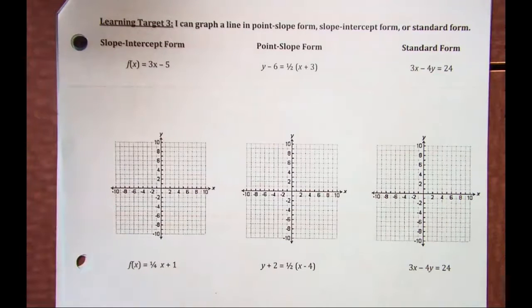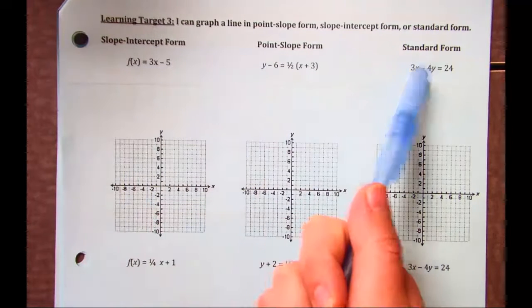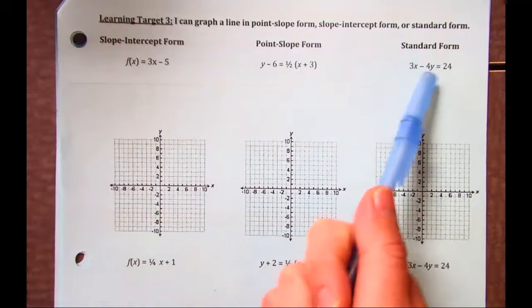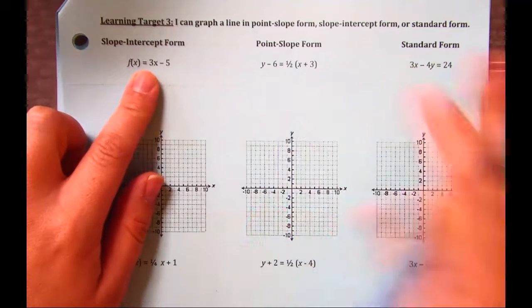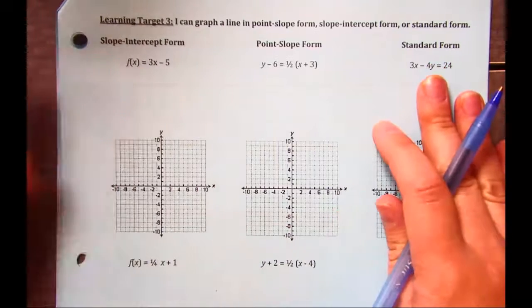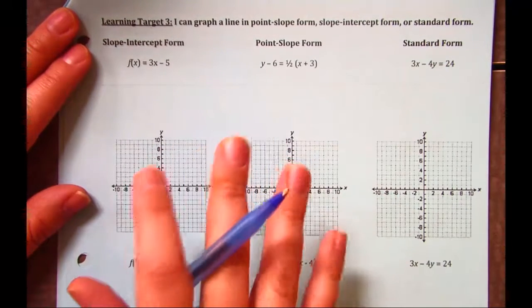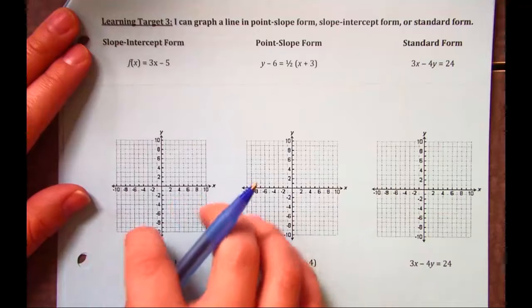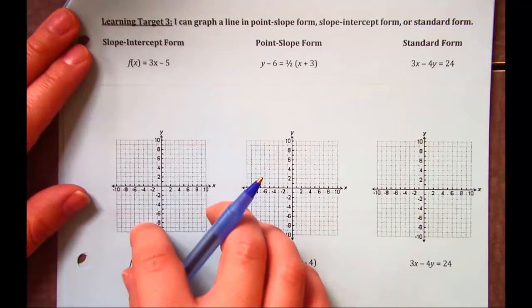Today we're going to start learning target 3, which says that I can graph a line in point slope form, slope intercept form, and standard form. Today though we're only going to talk about slope intercept and point slope forms. We're going to save standard form for another day. In slope intercept form and point slope form, we have the slope in both situations, so we know where to go. We just need a starting place.